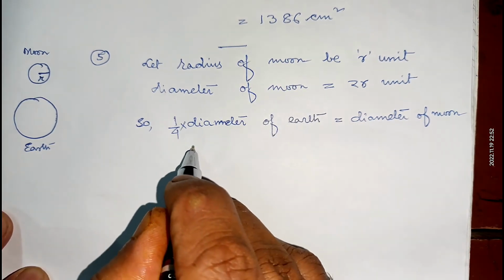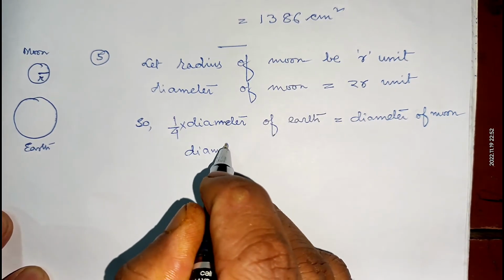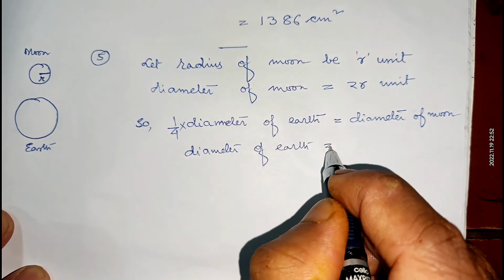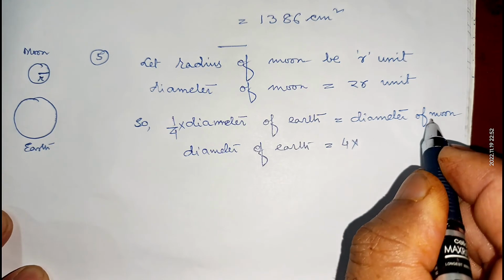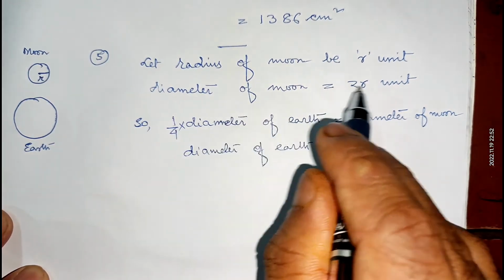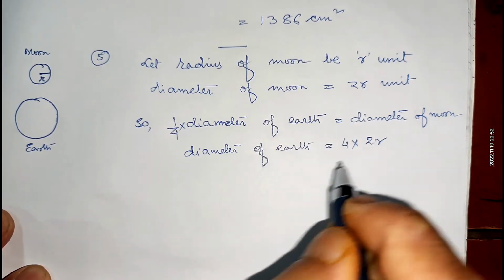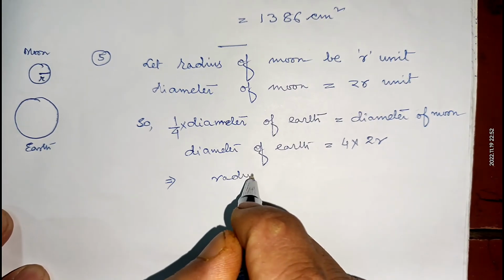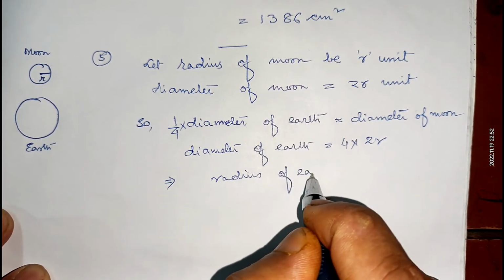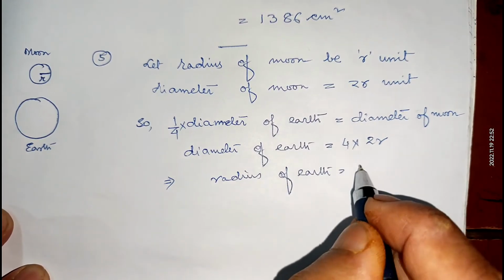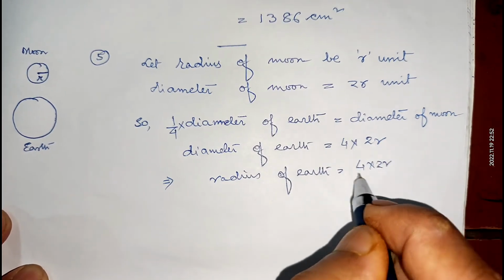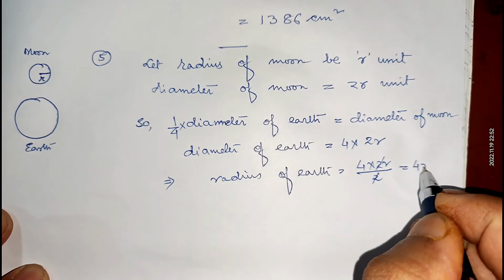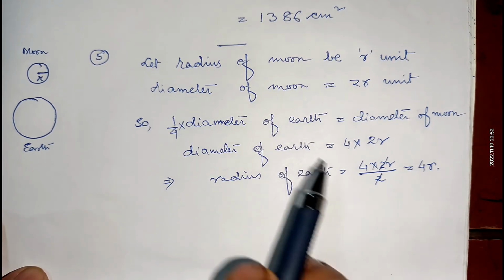So we can write the diameter of the earth equals 4 times the diameter of the moon, and the diameter of the moon we got as twice r, so 4 into twice r. Therefore the radius of the earth will be half of this, 4 into twice r divided by 2. 2 and 2 cancel, it will become 4r units. I hope this is clear.